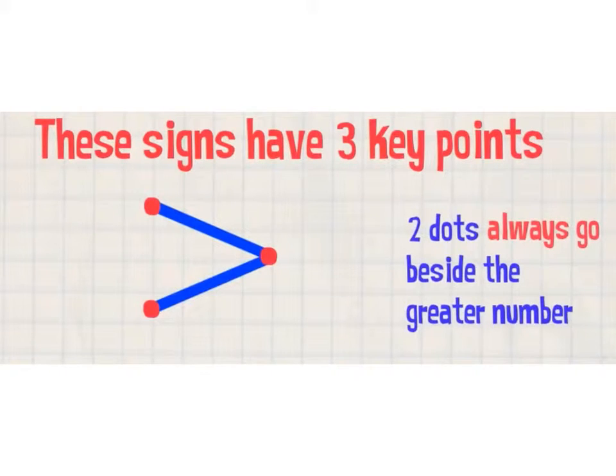Okay? So for example, I can say on here that 4 is greater than 3. This side, we put the greater number because these 2 points are greater than the one point. So we always put the greater side, the bigger side, to the bigger number. So 4 is greater than 3.